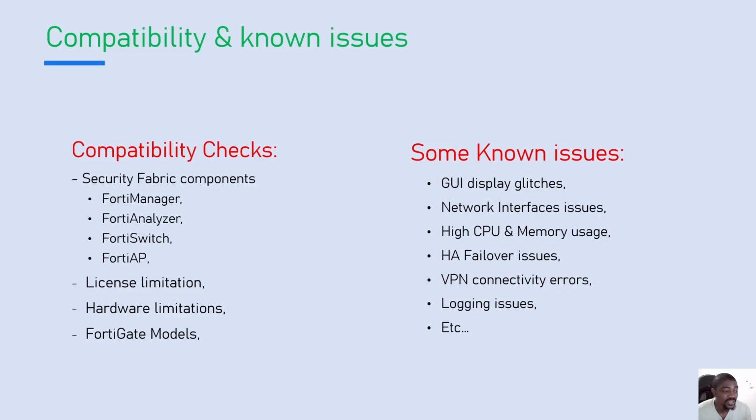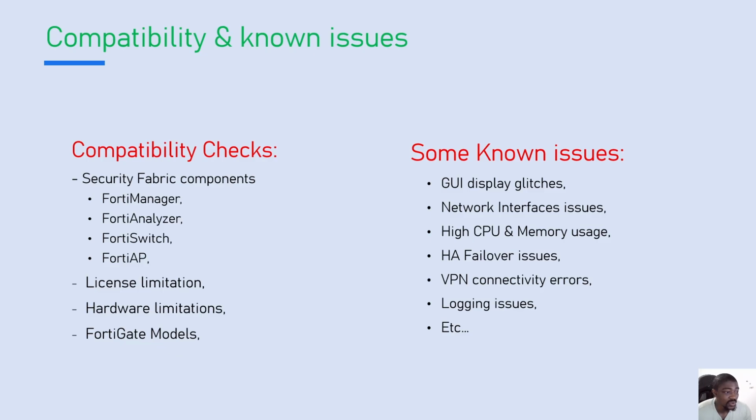So in some cases, when you perform the FortiGate updates after the firewall has rebooted, you will see some glitches or some menus that will not display well on your FortiGate. There are sometimes network interface issues. Sometimes VLAN configuration will not be working properly.